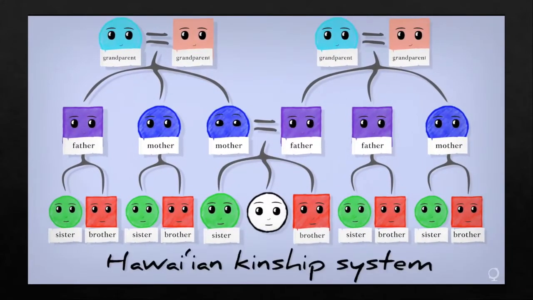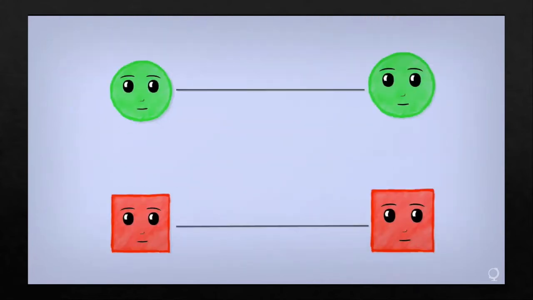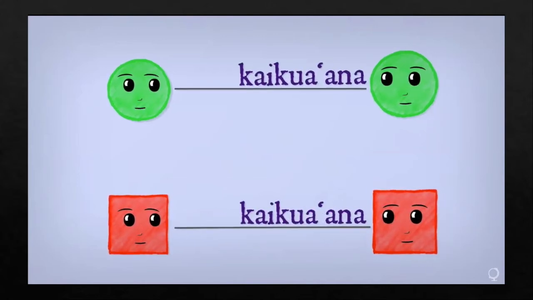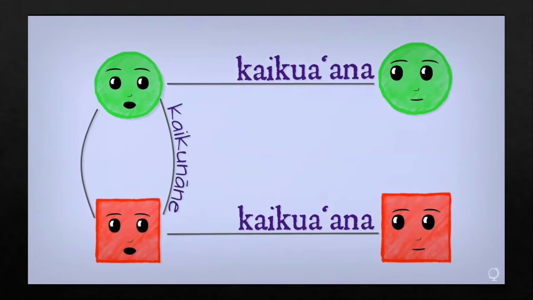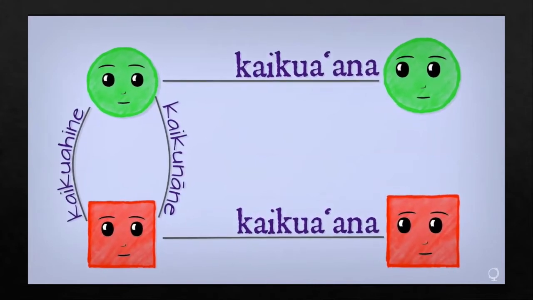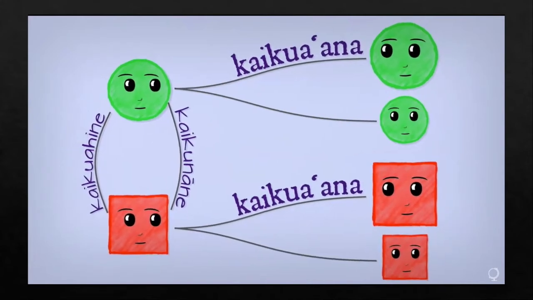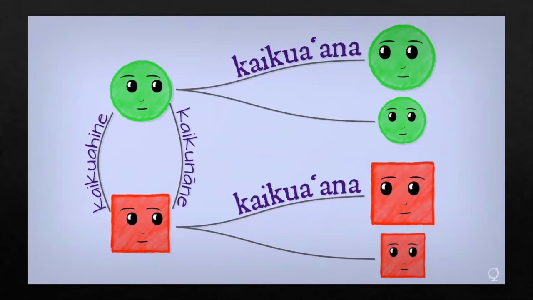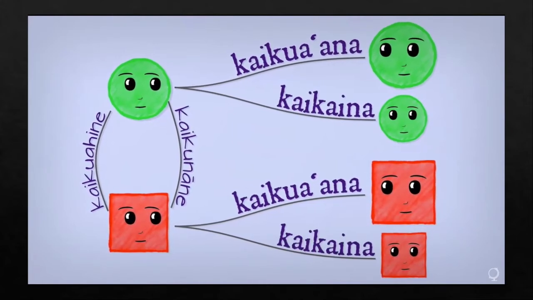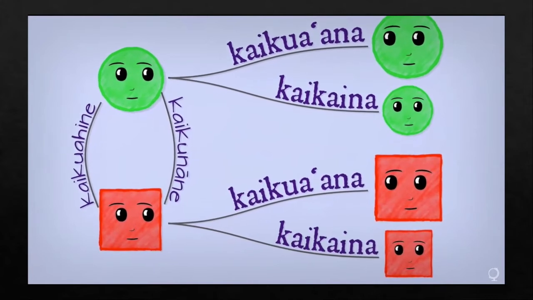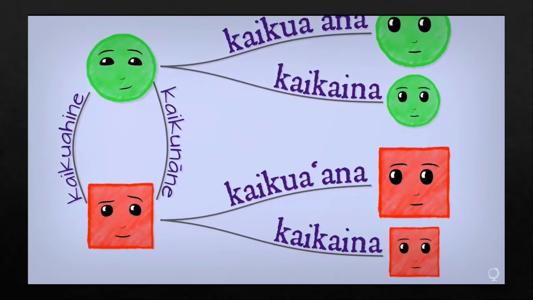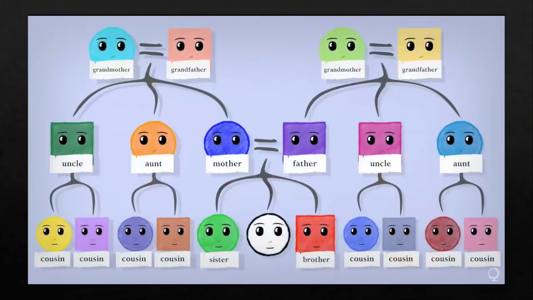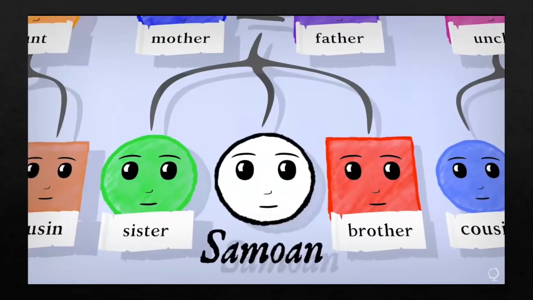It cares about something else too. Are you a brother or a sister? If you're a sister to your sister or a brother to your brother, you use one word, kaikua'ana. But a brother to a sister or a sister to a brother, they have their own brother or sister words. That's still not enough though. You also need to respect age. In Hawaiian, there's one sameness word for an older sibling and a different sameness word for a younger sibling. The younger brother of a brother or a younger sister of a sister are kaikaina. Whew. Well, just like English has Inuit kinship, there are other languages that use the Hawaiian system too.